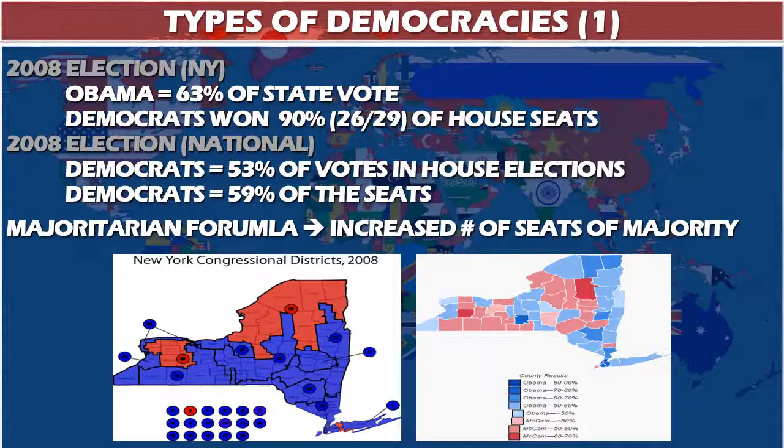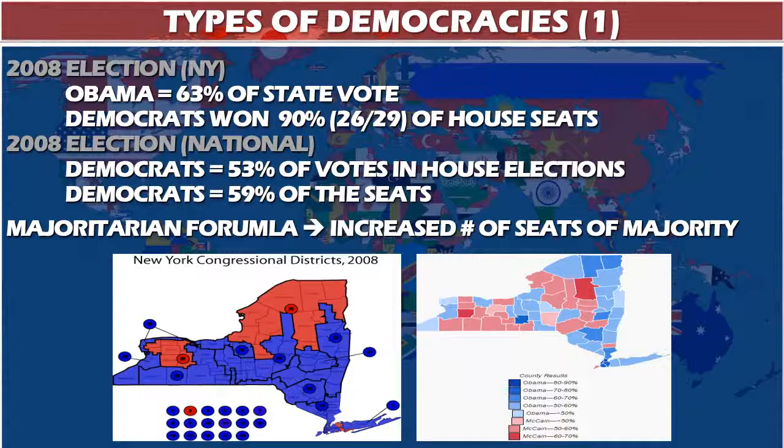And also, if you look at the 2008 election from a national level, the Democrats got 53% of the votes in House seats, which means if you looked at all the House seats combined, 53% of the votes were cast for Democratic candidates. However, in the same election, they didn't get 53% of the seats, they got 59% of the seats. So majoritarian formulas basically increase the number of seats to the majority. And there's reasons to do this. However, people don't think it's quite really representative.